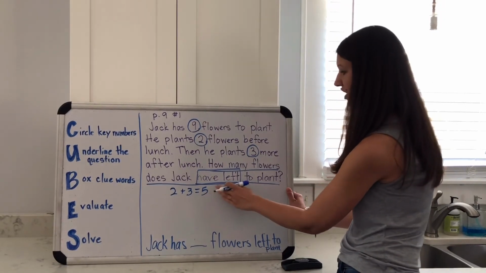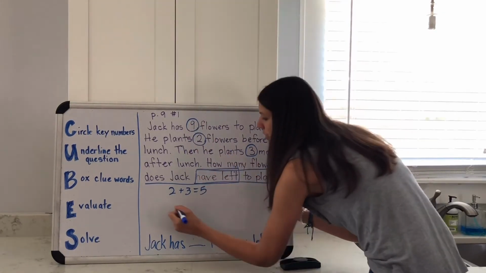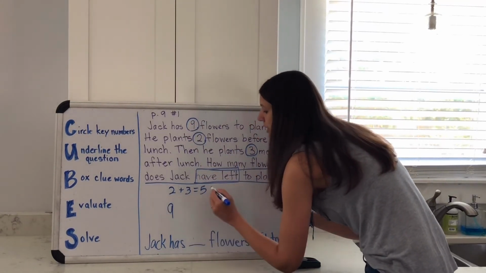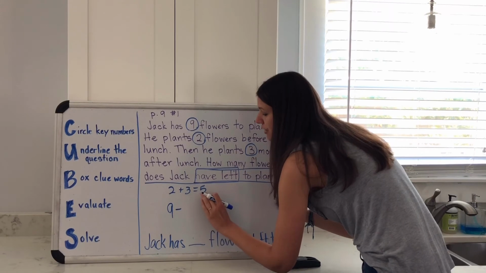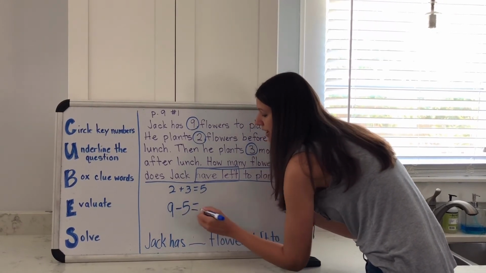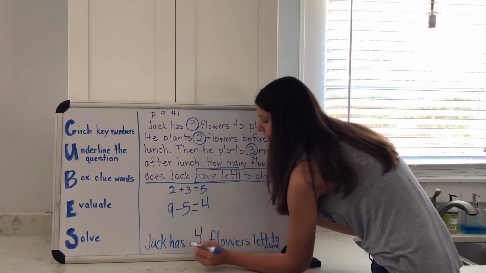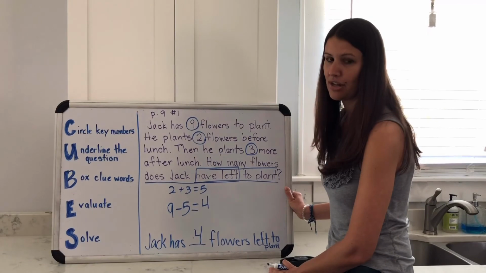And now I can figure out how many he has left to plant by taking the total number of flowers he has, 9, and subtracting how many he's planted so far, 5. 9 minus 5 equals 4. So I still got 4 as an answer. So there you have 2 different ways to solve this problem.